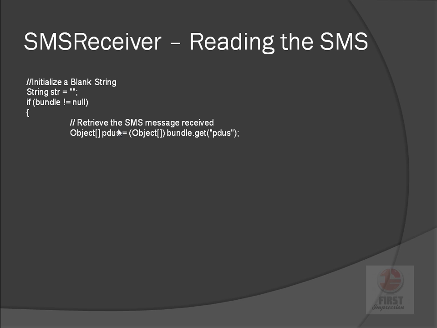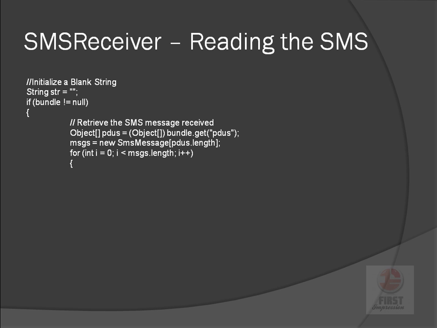Now we have to go through these PDUs and get the data. To get that data, we'll say messages that we had defined earlier equals new SMSMessage. This is the SMSMessage class. We have to define the number of messages as the PDUs' length. So if we are getting a message of 5 pages long, then the number of objects inside the PDUs will be 5. We have to define a messages object of length 5. That is why we are doing this.